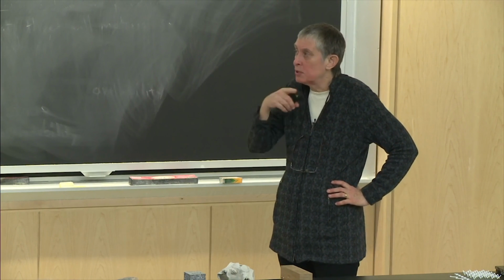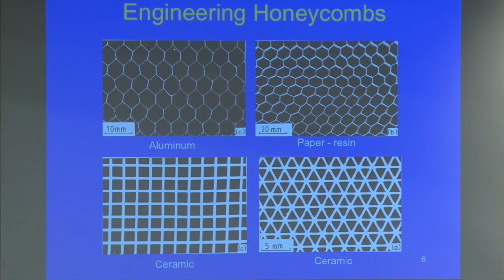So these are the honeycombs. These are the sorts of things that I'm passing around now: the aluminum one, paper resin, and the ceramic ones. The aluminum and the paper resin ones are typically used in the cores of sandwich panels, and the ceramic ones are used in the catalytic converter in your car.